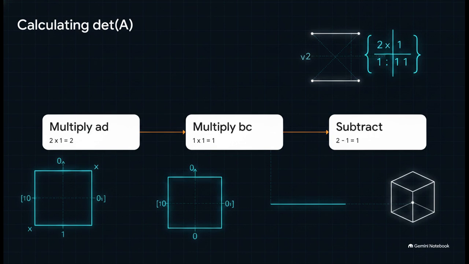Step 1, A times D. That's 2 times 1, leaving us with 2. Step 2, B times C. That's 1 times 1, which is 1. Step 3, we subtract 1 from 2, leaving us with a determinant of exactly 1. And what does a determinant of 1 actually mean? It means this transformation perfectly preserves area. Nothing was magically created and nothing was lost.